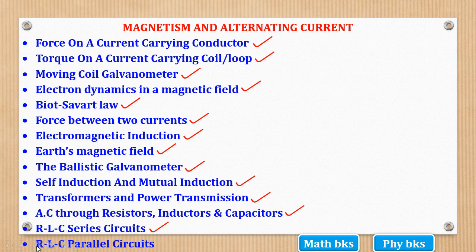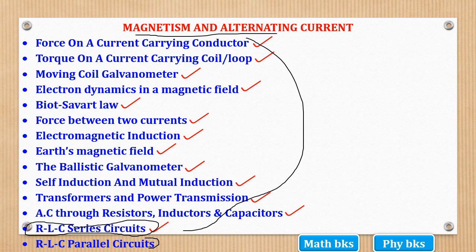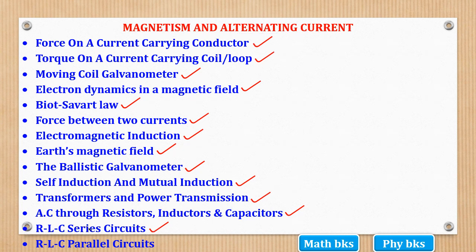So these are the subtopics under the topic of magnetism and alternating current. What is ticked means it's already available on the platform, and what is not yet ticked will be uploaded with time. So in this video we are going to go through the subtopic of resistors, inductors and capacitors arranged in series and connected to an AC source.